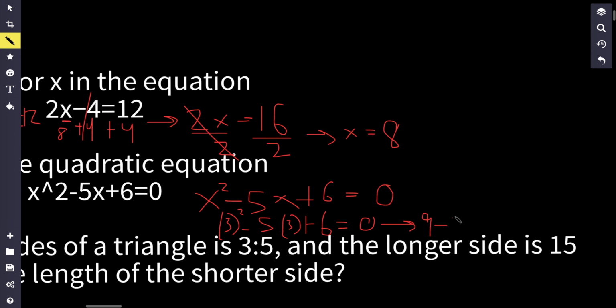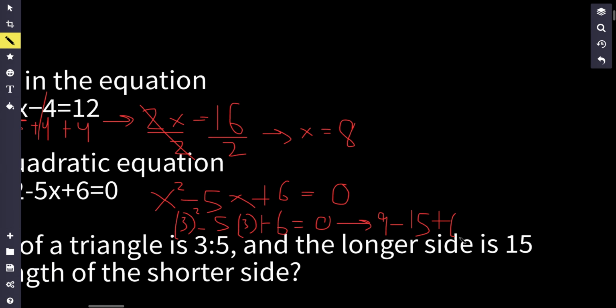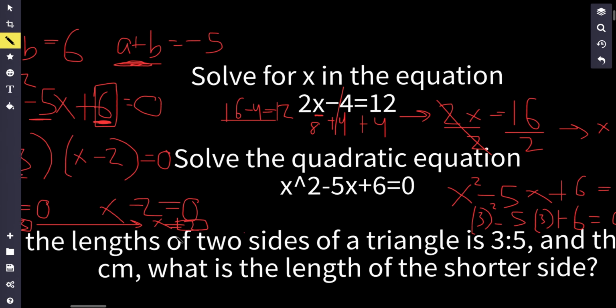5 times 3 is 15, so it's going to be minus 5 times 3, 15, plus 6. And 9 minus 15 plus 6 is equal to 0. So all of this checks out.